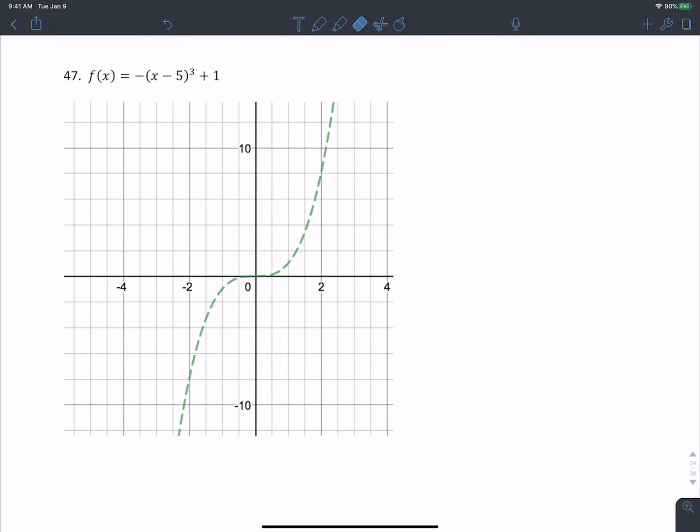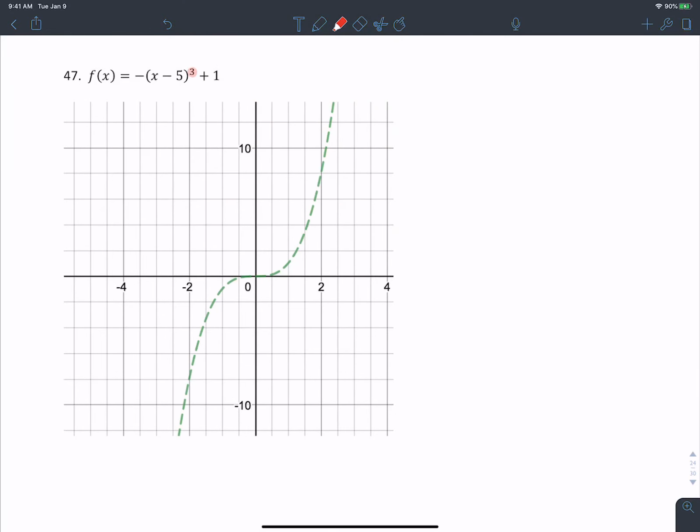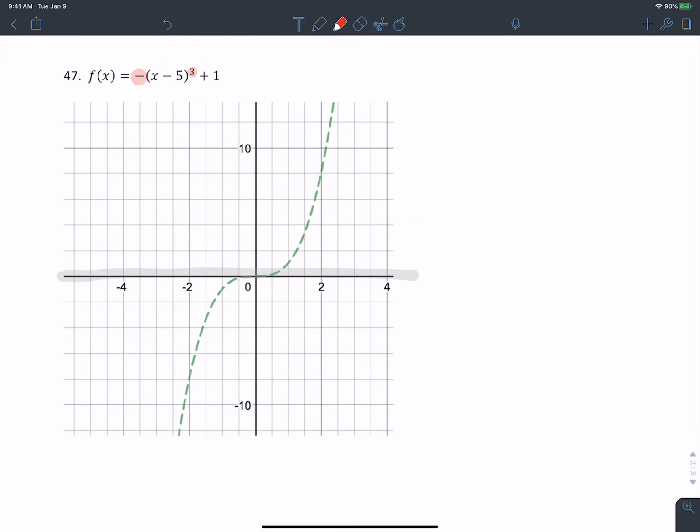Okay, number 47. Number 47 here, we notice we have the x cubed curve, which is why you see the snake. But there's also a negative sign. So we're going to have to reflect about our x-axis. So we're going to have to do an inverted snake. On the right side here, it looks like it's going to go down this way, and on the left side, it's going to go up this way. This is the reflection about your x-axis.